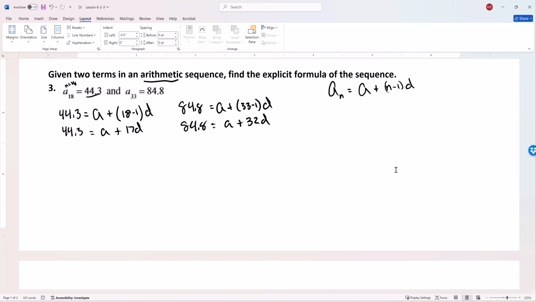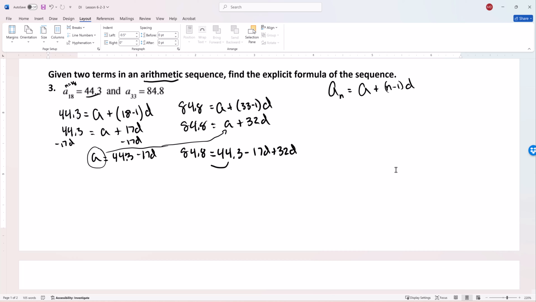So now again, we're going to use substitution to help us here. So I can solve for a. I can subtract the 17d on both sides. And so I get a equals 44.3 minus 17d. So now I can substitute that in for a into my other equation. So I get 84.8 equals 44.3 minus 17d plus 32d.